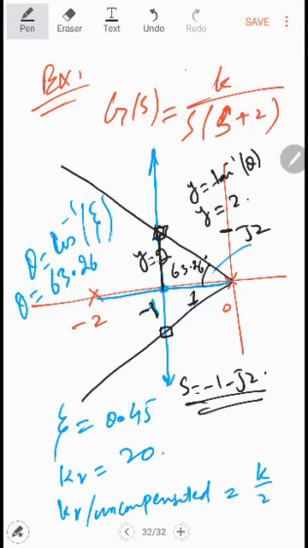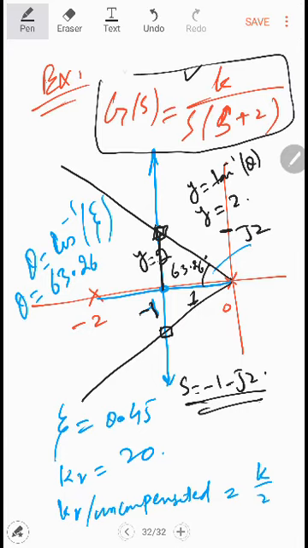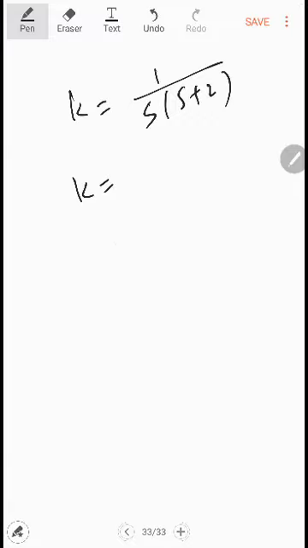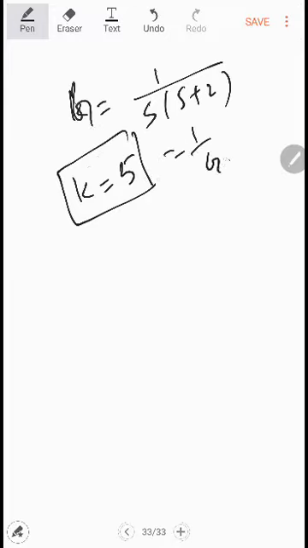So the gain of the system you can easily find from this relationship. If you find the gain of the system, the gain will be equal to what? 1 over s into s plus 2, and in this case the gain of the system will be equal to 5, because this is g, and the gain will be equal to 1 over g. Also you can use the magnitude criteria. If you use the magnitude criteria, you can also find the value of the gain.